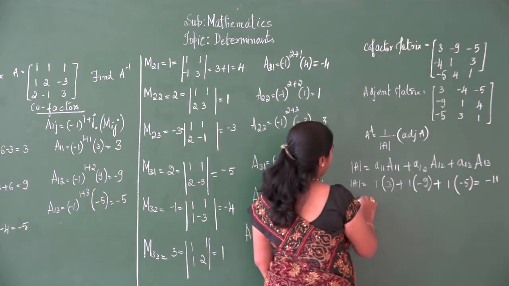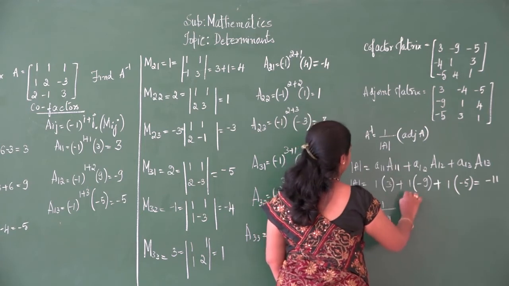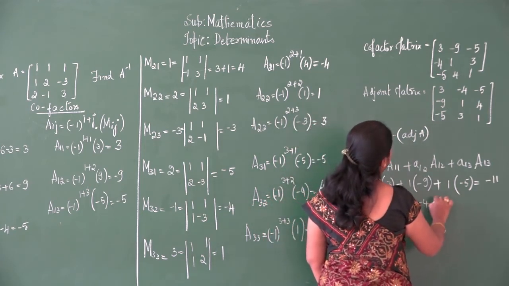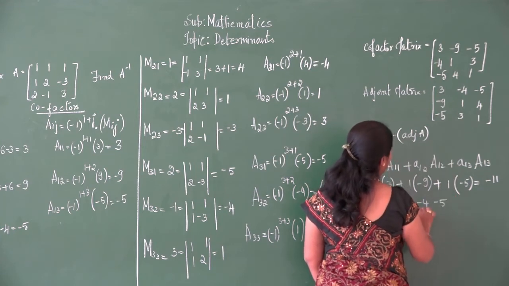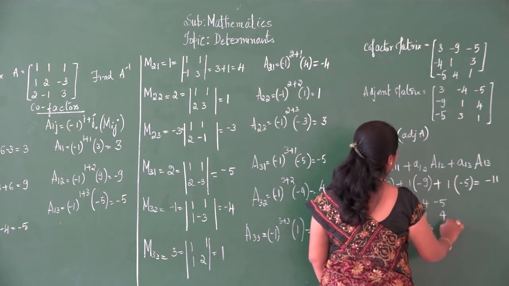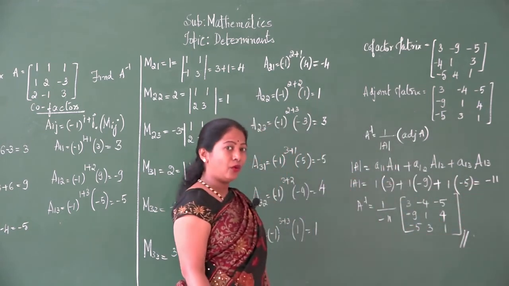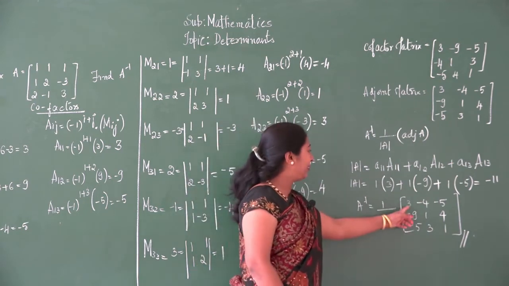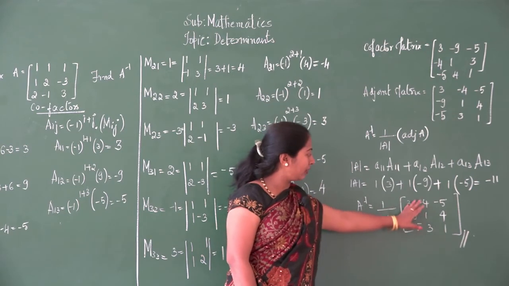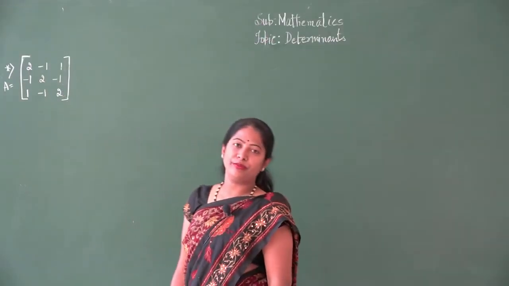So A inverse is given by 1 by minus 11 into, what is adjoint A? 3, minus 4, minus 5, minus 9, 1, 4, minus 5, 3 and 1. This is the required answer, or you can divide each element by minus 11. You can stop till here, or you can divide each element by minus 11. Moving on to the next problem we have.